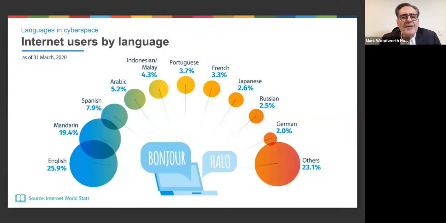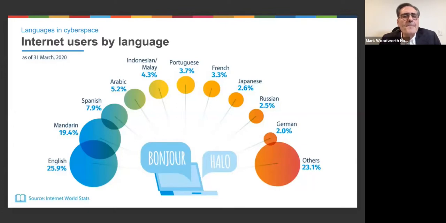This is a picture of internet users by language. What you'll notice here is that the use of the internet is not proportional to the number of native speakers, or mother tongue speakers, of a language, and that English, of course, as a mother tongue is not as impactful as the use of the English language as a common medium of understanding. But this gives you a picture of what the internet users are by language.